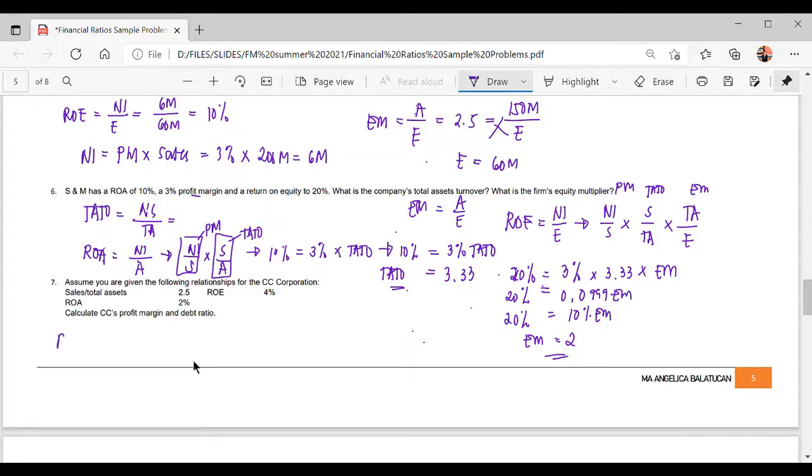So the ROA is given. That's the shorter form. ROA is your net income over your assets, but if we want to extract your profit margin, then we're going to use the expanded form, this one. So you have the net income over sales times sales over asset. Why is it that we're using this one when we have the formula for net income over assets? Because we need to extract this one, and this is one of the components to get your ROA. So this is your profit margin. So since the ROA is given, you have 2% equals your profit margin, and the TATO is given 2.5. So therefore, 2.5, our profit margin is equivalent to, okay, 2%.